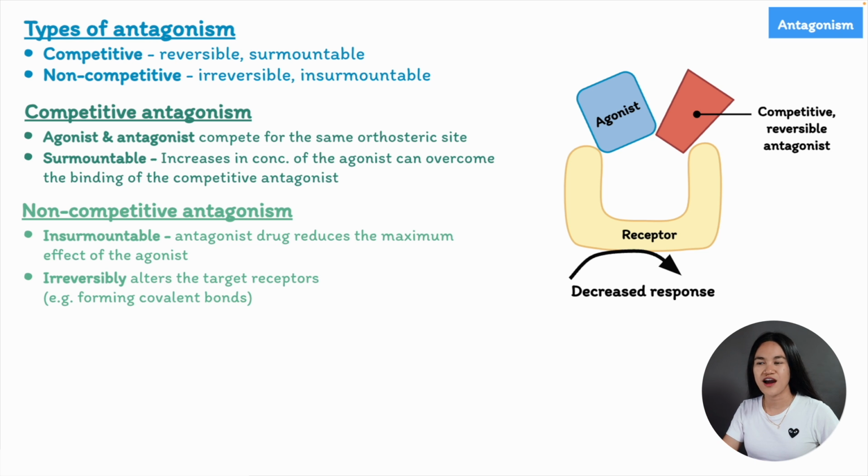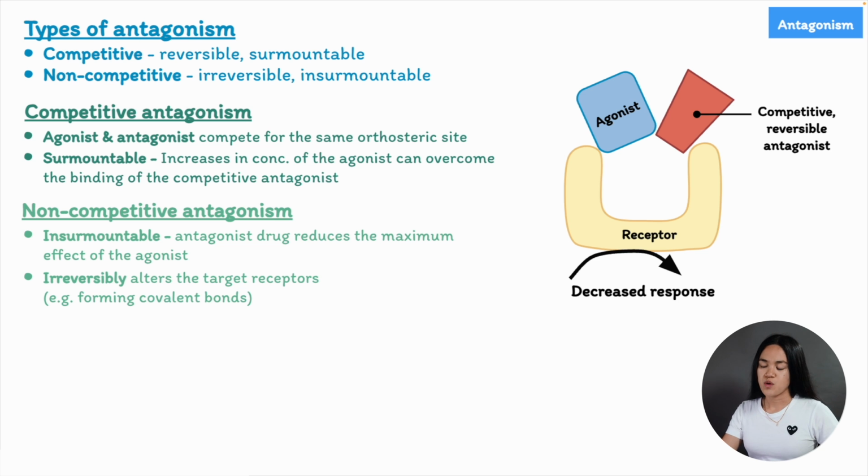So even if you have very high concentrations of the agonist drug, the antagonist will always limit the maximum response. Insurmountable antagonism occurs when the antagonist irreversibly alters the target receptor or its binding site. This irreversible alteration of the receptor can happen through the formation of covalent bonds between the antagonist and the receptor. This permanent change in the receptor lasts for the lifetime of the receptor protein.